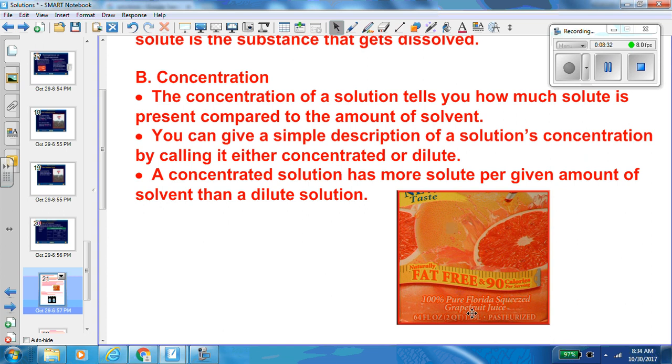If you look at this juice label, it says 100% pure Florida squeezed grapefruit juice. And sometimes that's how concentration may be presented to us, as a percentage. And this just tells us that this is a pretty concentrated solution. When it says 100% pure, that means it's going to have more of that solute per given amount of solvent, which in this case, your solvent is probably going to be some water, or some other type of substances that they're using to make this juice. But what this is telling me is that would be a more concentrated amount based off of the percentage that we see there.